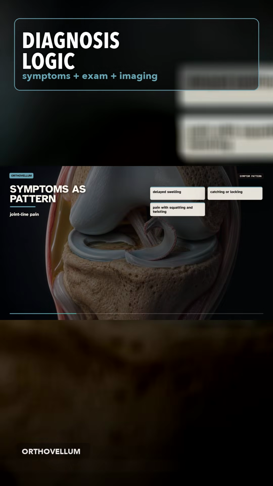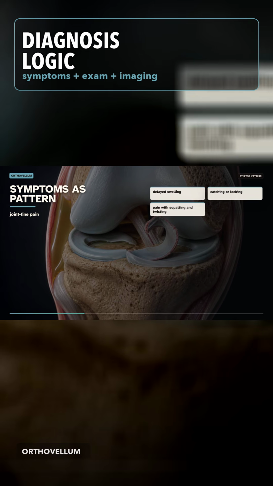The common symptoms cluster around joint line pain, delayed swelling, catching or locking, and pain with squatting and twisting. Symptoms matter most when they form a pattern. One symptom by itself can mislead. A cluster is much more useful.